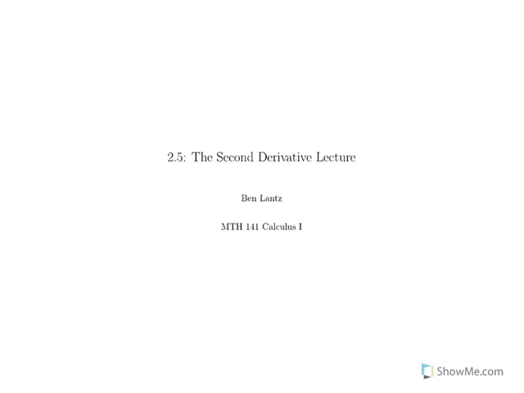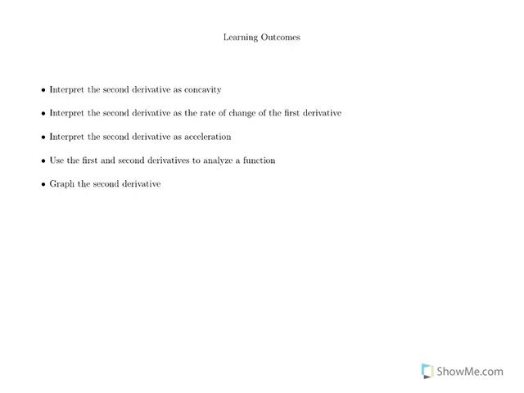In this section, we're going to look at the second derivative, which is going to expand on the idea of the derivative, taking more than one derivative at one time. So in this section, we're going to interpret the second derivative as concavity, as the rate of change of the first derivative, and as acceleration. We're going to see how the second derivative analyzes our function, just as we did with the first. And we're going to learn how to graph the second derivative, which is going to be the same process of graphing the first derivative.